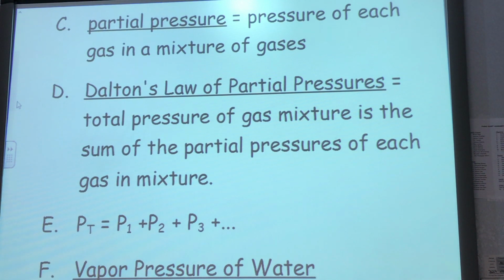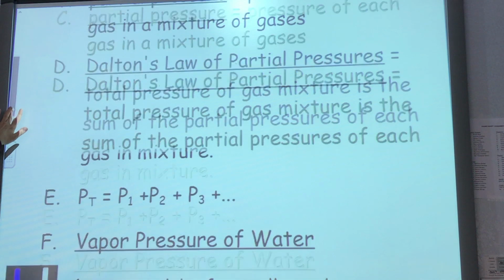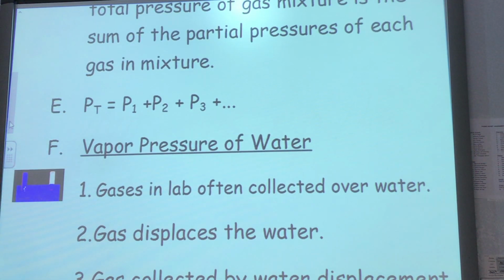What is partial pressure? Partial pressure is the pressure of each individual gas in a mixture of gases. And Dalton's law of partial pressure states that the total pressure of a gas mixture is the sum of all the partial pressures of each gas in the mixture. So this is the equation for that right there.